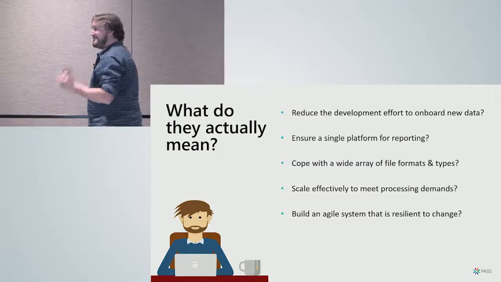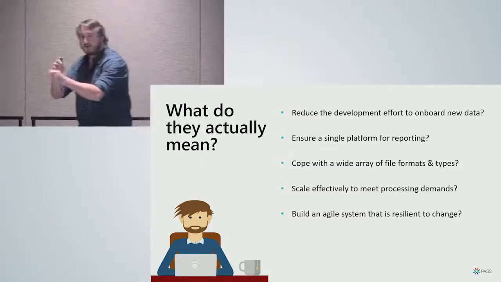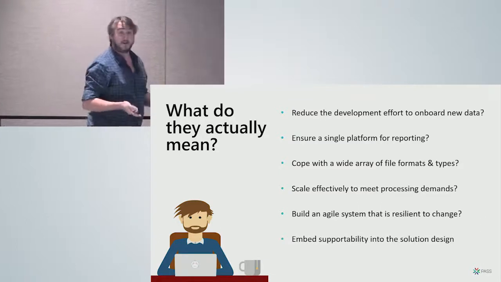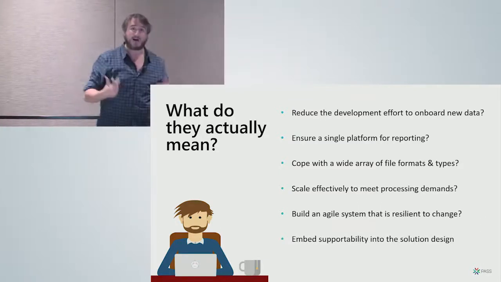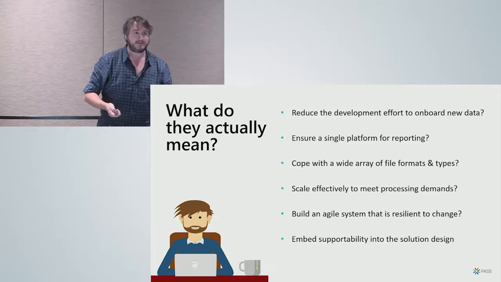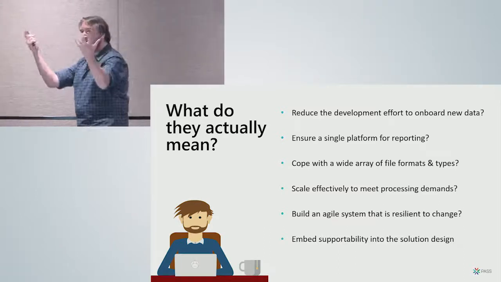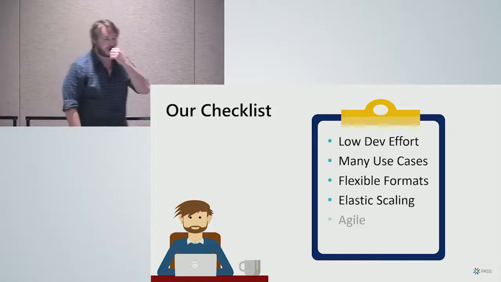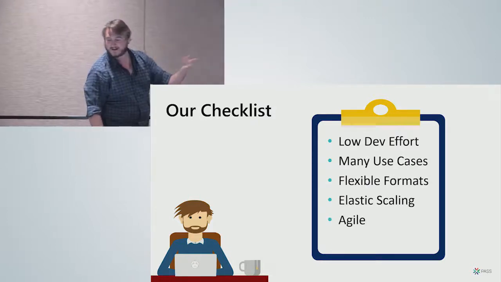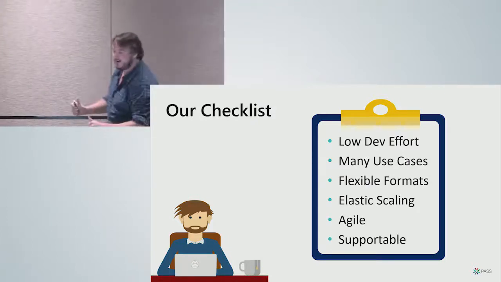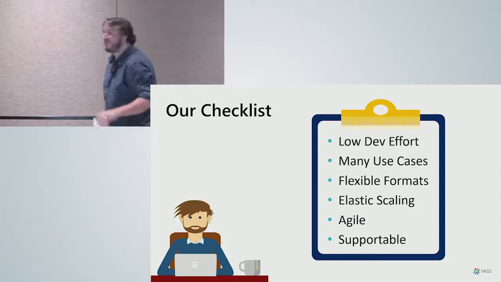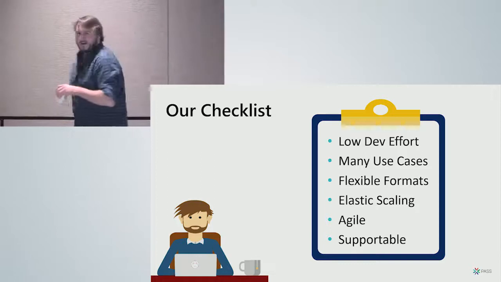We should be building things that can react to change. We can quickly chop and change how we're working it. And we should have support built in. We should be thinking about how we go about supporting these processes. So I turned that wish list into our checklist of stuff. What are we trying to do? Low dev effort, many use cases, flexible formats, elastic scaling, agile, and supportable. Now, guess what? We're going to quickly benchmark SSIS against these. How do you think? Is it going to do well?